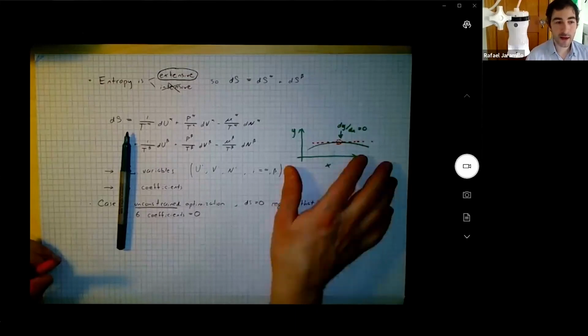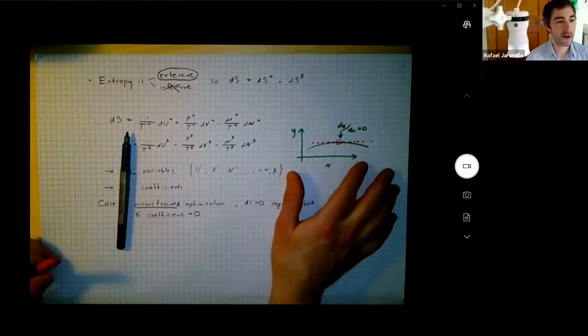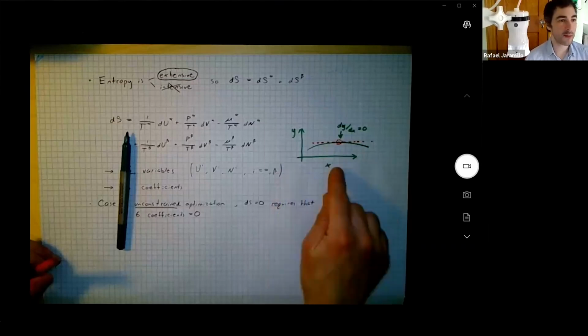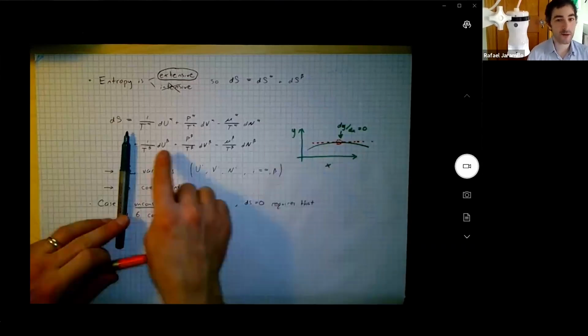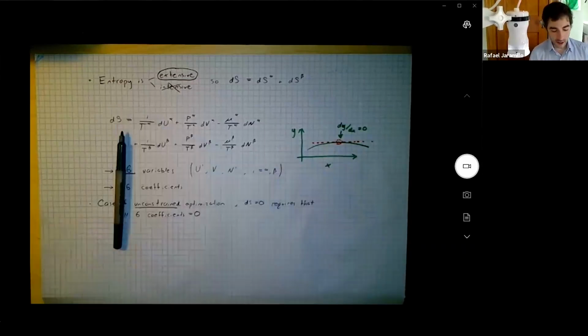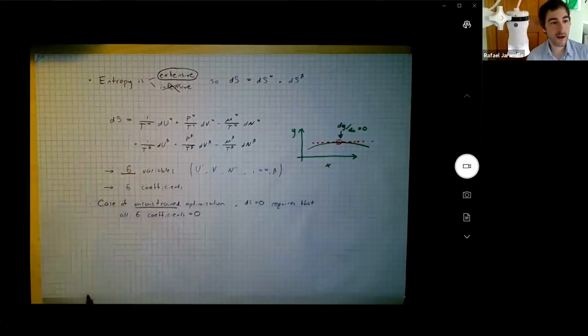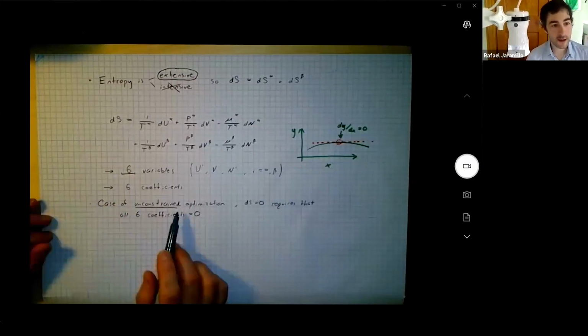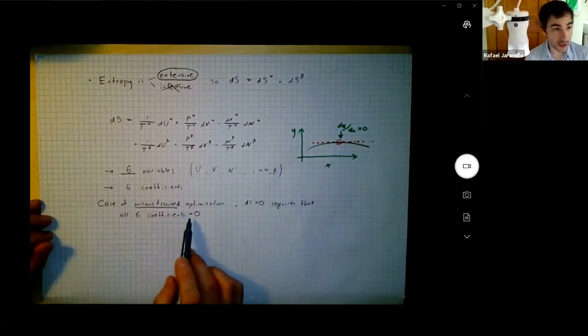Now imagine this in 6 dimensions, right? This is 1 plus 1 dimensions. Now imagine it in 6 plus 1 dimensions. I can't draw in 7 dimensions any better than I can draw in 6. But the same thinking applies, that for unconstrained optimization, I would need all 6 coefficients, those are partial differentials, to be 0.